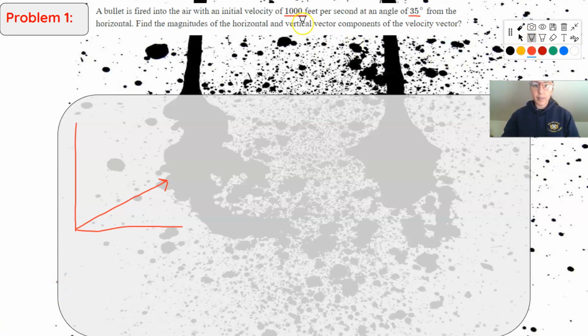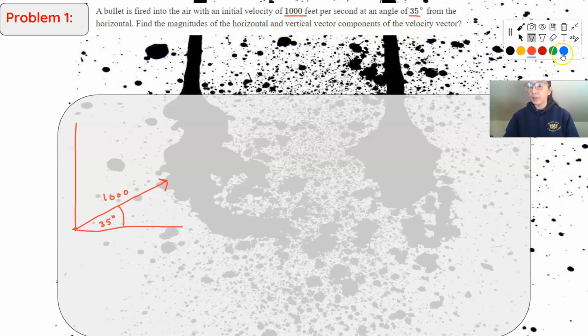So now let's label it. So our magnitude is 1,000 feet. So again, we can think of magnitude like length in this instance because we're in the two-dimensional space. And our direction here is 35 degrees, which means there's a 35-degree angle between our horizontal and the path of this bullet. So now the question is, find the magnitudes. Again, we can think of this as length for this time period. Find the magnitudes of the horizontal and the vertical vector components of the velocity vector.